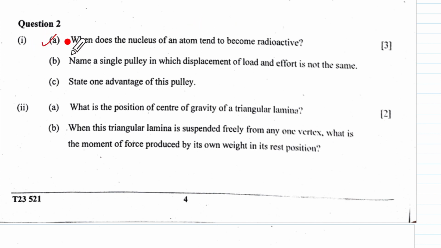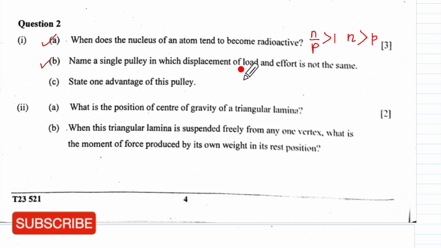Let us look at the A part of question 1. When does the nucleus of an atom become radioactive? The condition is when n upon p is greater than 1, which means the number of neutrons becomes more than the number of protons. Now you have to write this in words. Let us come to B part.